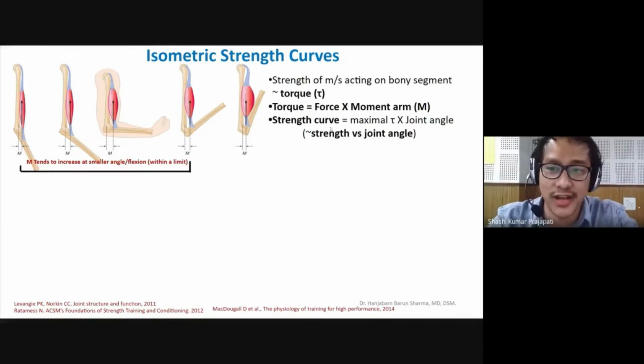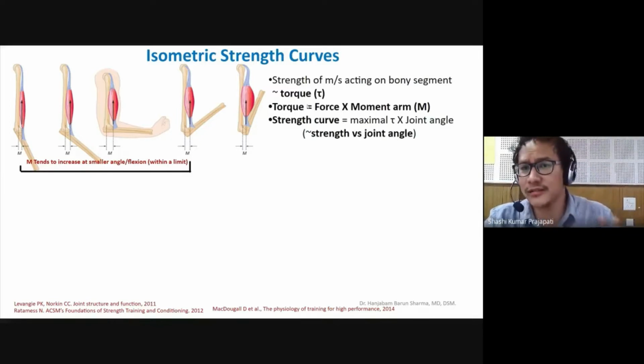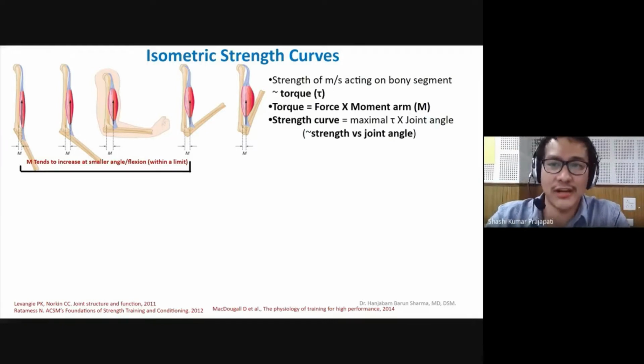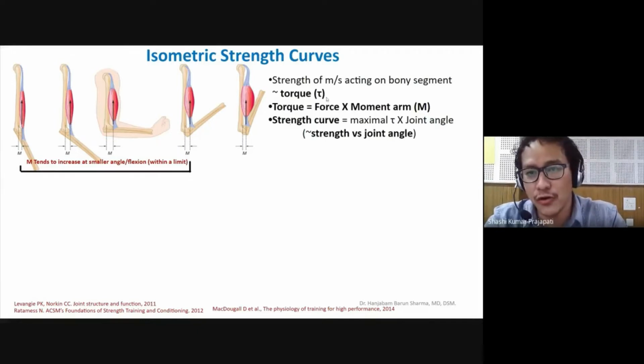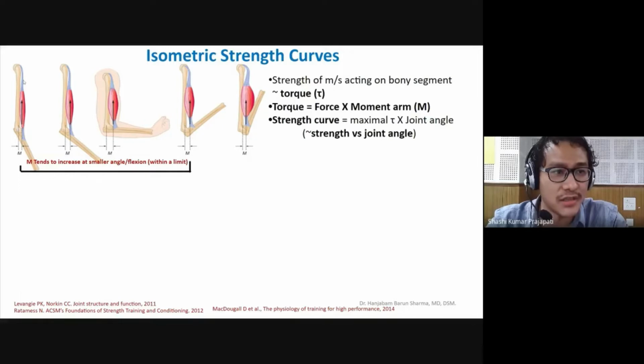The strength which we actually measure is nothing but the torque acted by the muscle on the bony segment. Torque, as we all know, is the force into the moment arm. Moment arm is the perpendicular distance from the axis of rotation to the line of force. The force here is the internal force generated by the muscle. From this diagram, this is the axis of rotation. Suppose this is an example of the elbow, where the biceps does the elbow flexion.